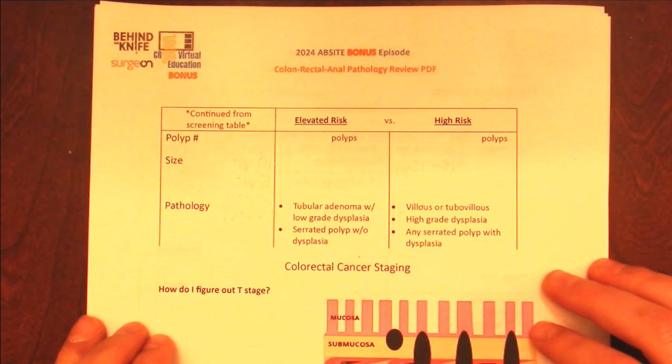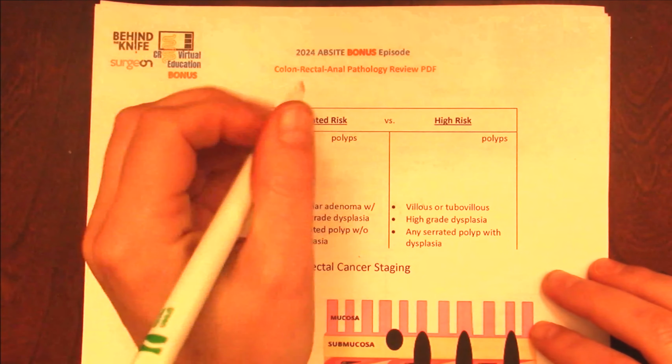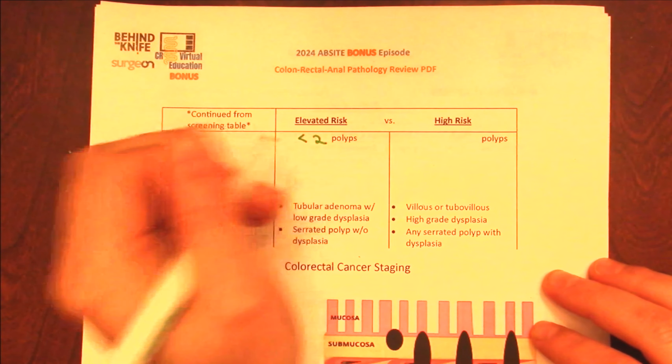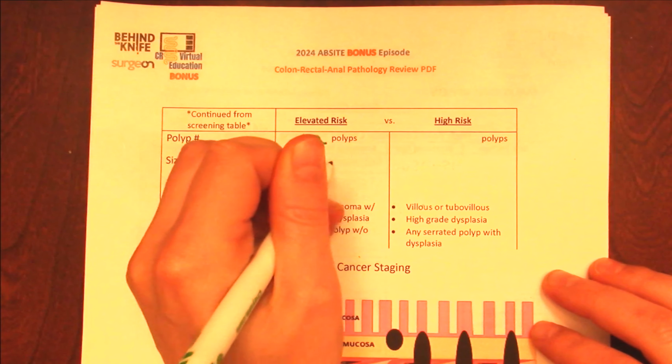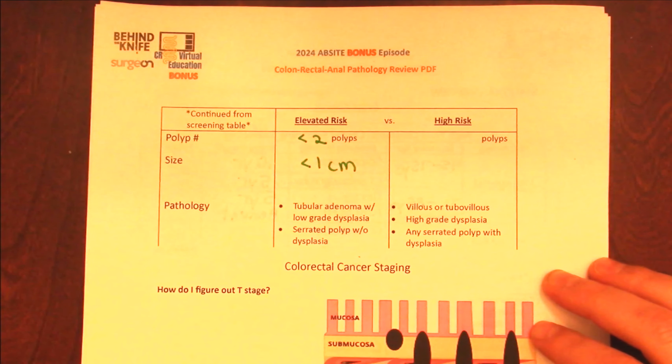Now, to have these different pathologies and be in the elevated risk category, they would have to have less than 2 polyps, and those polyps would have to be less than 1 centimeter. If they are not, then the patient may be in the high-risk category.